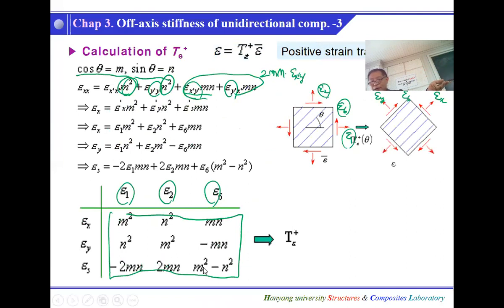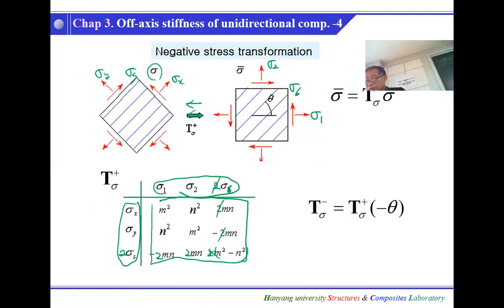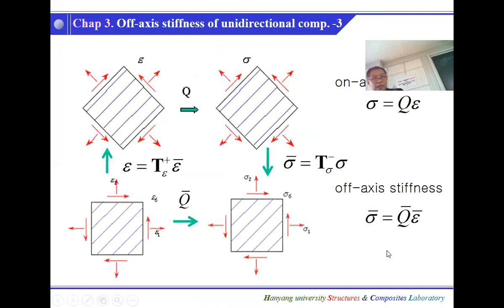Okay, well, it's not easy to remember. You don't need to remember. You always refer to equations. All you need to do is just understand where this relation comes from. Okay, now this is the final terms. What we would like to do is to obtain this Q bar, the off-axis stiffness. You know, we obtained Q in on-axis.